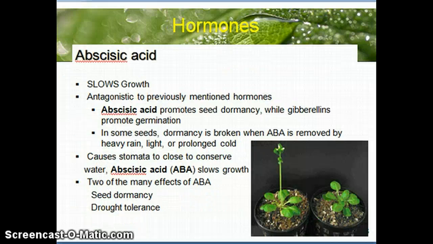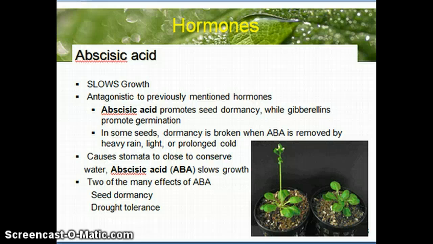Okay, our next plant hormone is abscisic acid, and this actually slows growth of a plant. So that means it's antagonistic to auxins and to the gibberellins. And so abscisic acid promotes seed dormancy, while gibberellins promote germination.